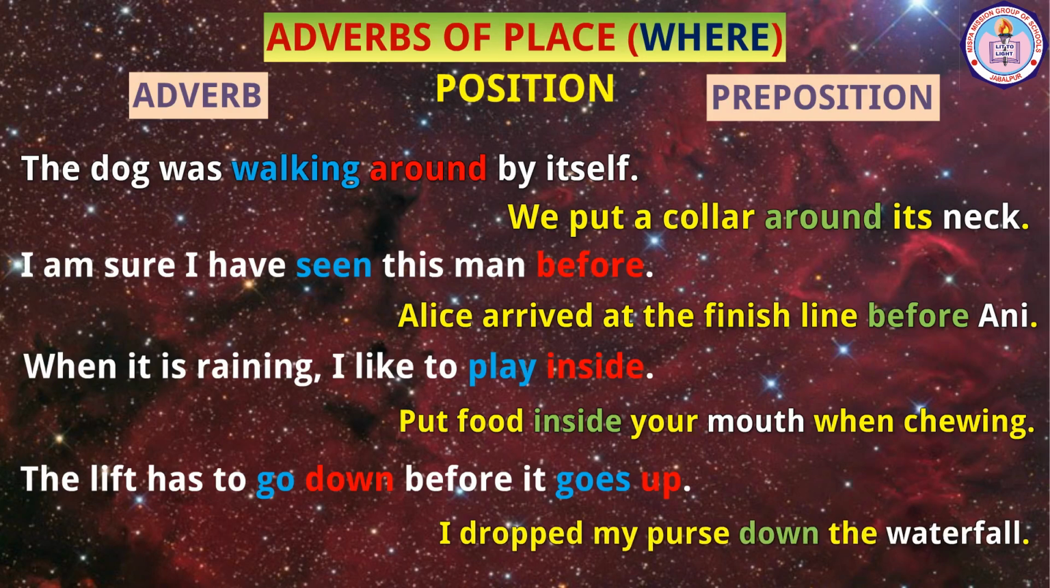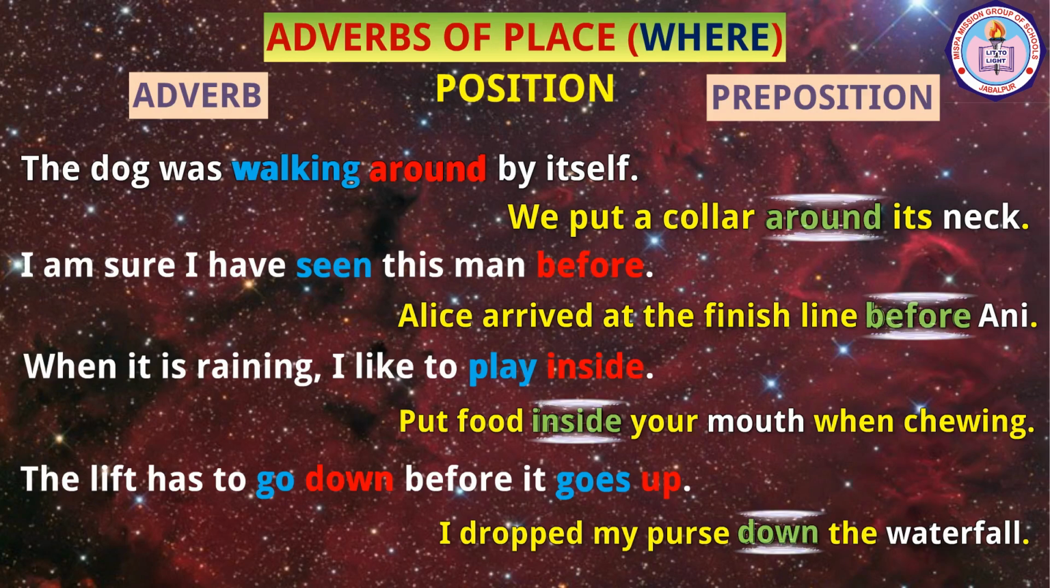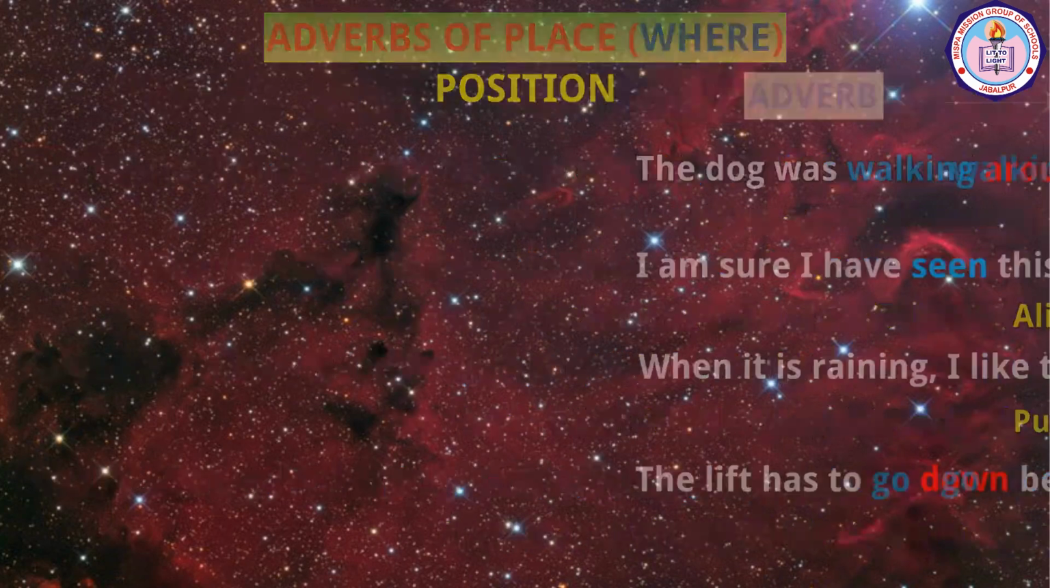Here, in the first rows, the words around, before, inside, down, and up are adverbs because they modify the verbs walking, seen, play, go, and goes respectively. Hence, they are adverbs. In the second rows, these words are followed by the nouns neck, Annie, mouth, and waterfall respectively. Hence, they are prepositions.